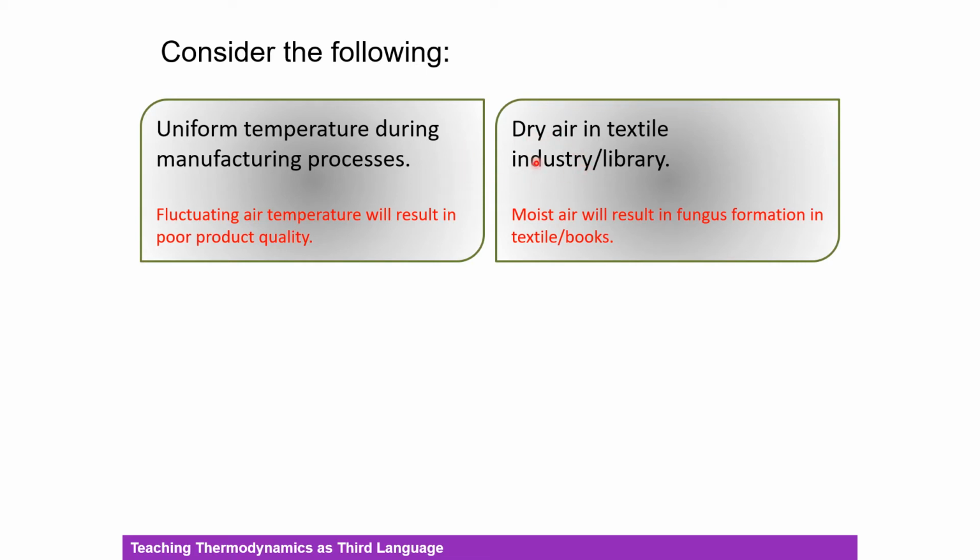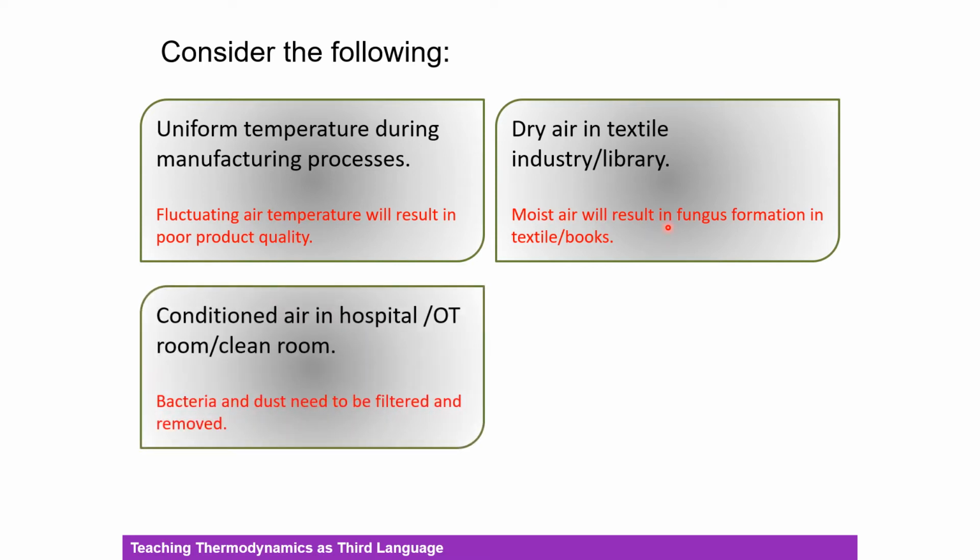And you also need dry air in textile industry and library. Now consider library. In a library, we have a lot of books. And if you have moist air in the library, this will result in fungus formation in textile or books. So in order to avoid this, we can treat the air in the textile industry and also the library so that we can only deliver dry air without any moisture, so that you don't have this issue of fungus formation.